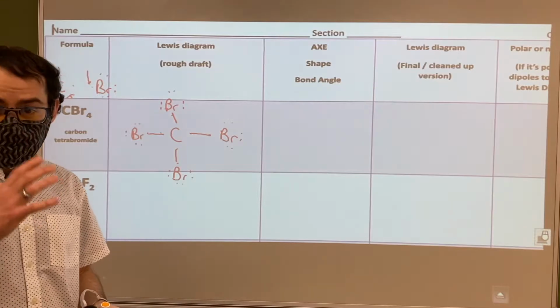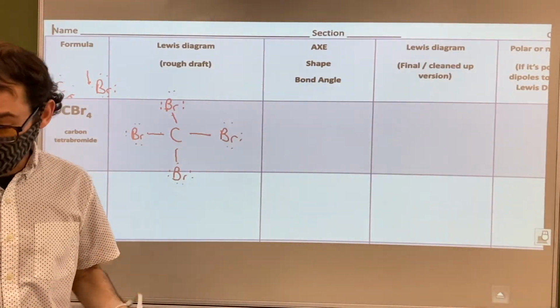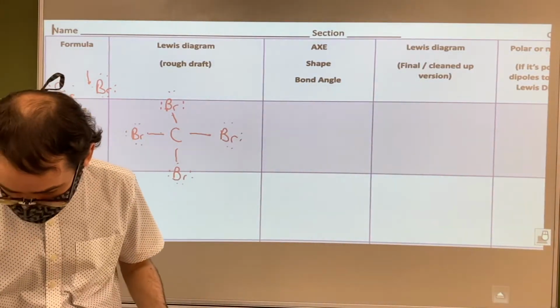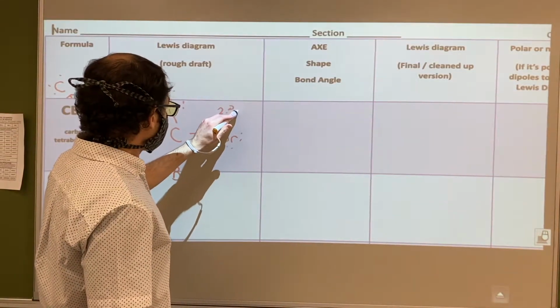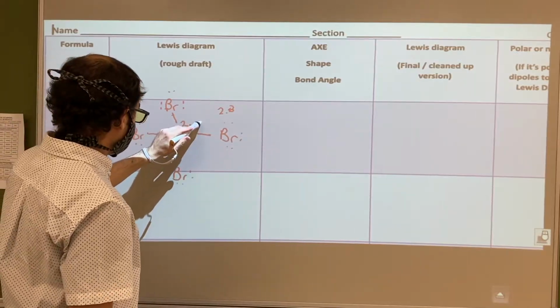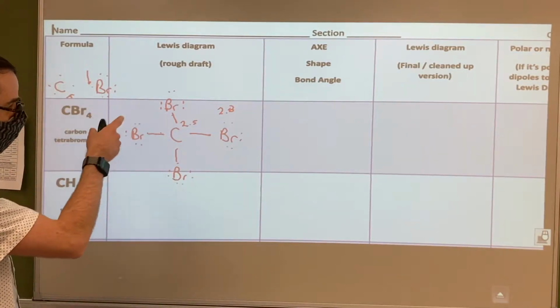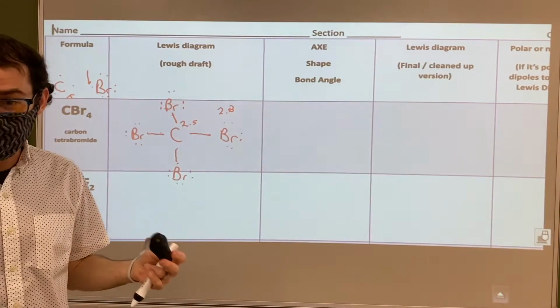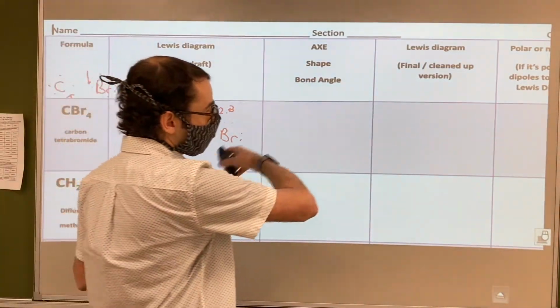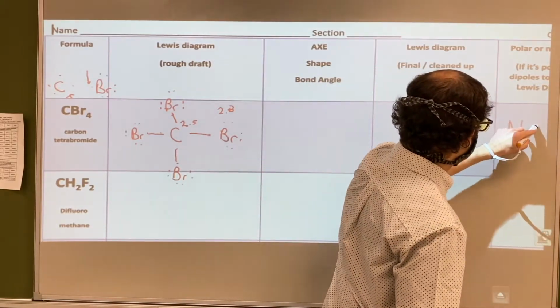Carbon's all around it. And for this one, we can look at our electronegativity chart, check out bromine, and see that it's about 2.8. We can see carbon is about 2.5. So the difference between those is only 0.3. So that means that it's not strong enough to be polar. So we're going to write over here nonpolar.